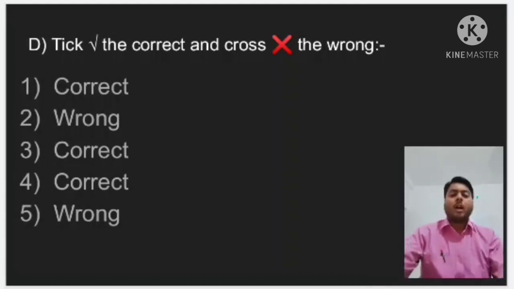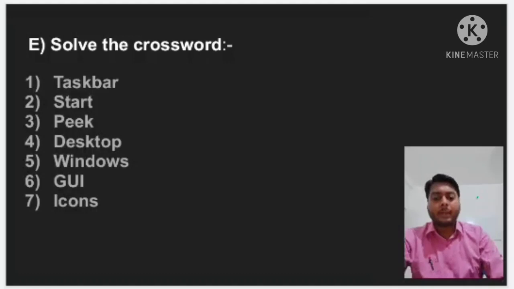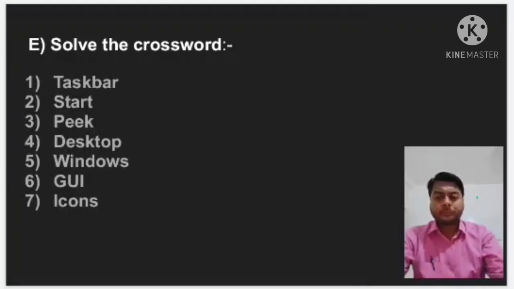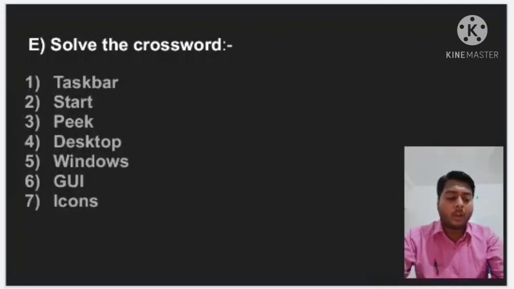Okay. Now, the next puzzle. A crossword is given here, with across and down. So I will tell the answers one by one. First number, the bar. Here a clue is given, a bar. That means which type of bar? A bar that displays the names of all the open windows at the bottom of the desktop.